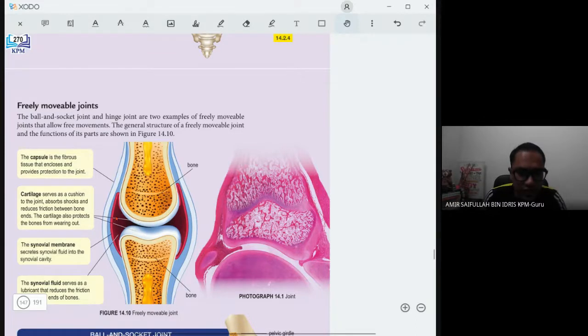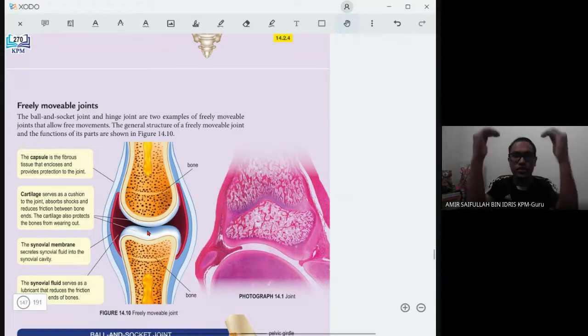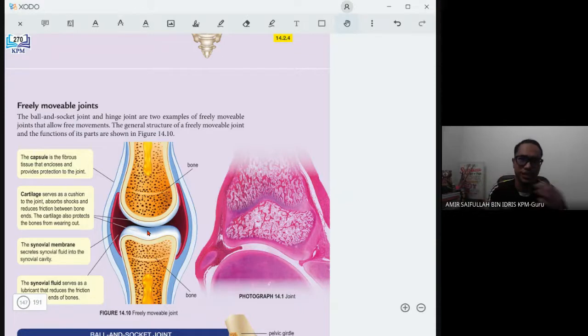The function of the cartilage is to serve as a cushion to the joint that absorbs the shock. So for example, when you jump from a high place, you land and need to absorb the shock. So you must have a cartilage. The cartilage will absorb the shock when you jump or when you do extreme activity, and also reduce friction between bone and bone. The end of the bone, it will provide protection to reduce the friction. So the cartilage also protects the bone from wearing out.